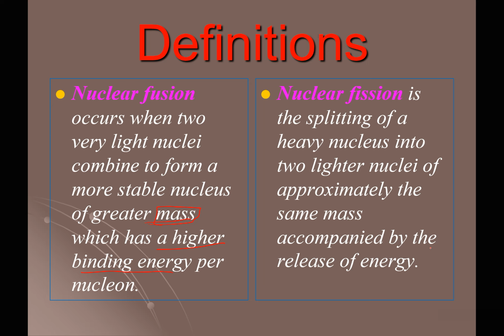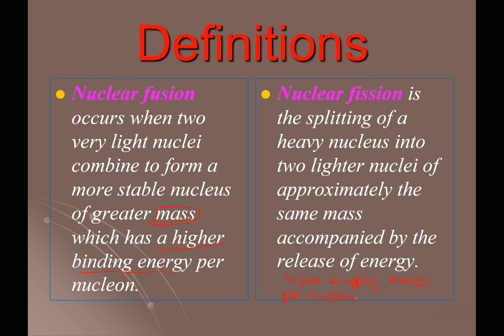But what is very important is that the resulting nuclei have a higher binding energy per nucleon. So either way, if it is nuclear fusion, the binding energy per nucleon is higher. If it is nuclear fission, the binding energy per nucleon is also higher. So that is the difference between nuclear fusion and nuclear fission.